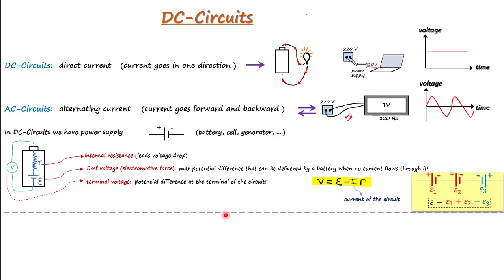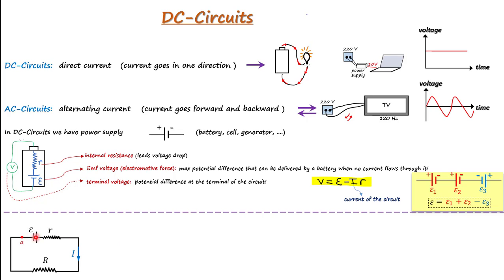Now let's have more discussion. So I'm going to start with this simple circuit. We have our EMF and internal resistance. So this is our battery. Remember, this is our battery. And then we also have an external resistor, capital R. Now the direction of current here is clockwise. The conventional current goes from the positive terminal to the negative terminal.